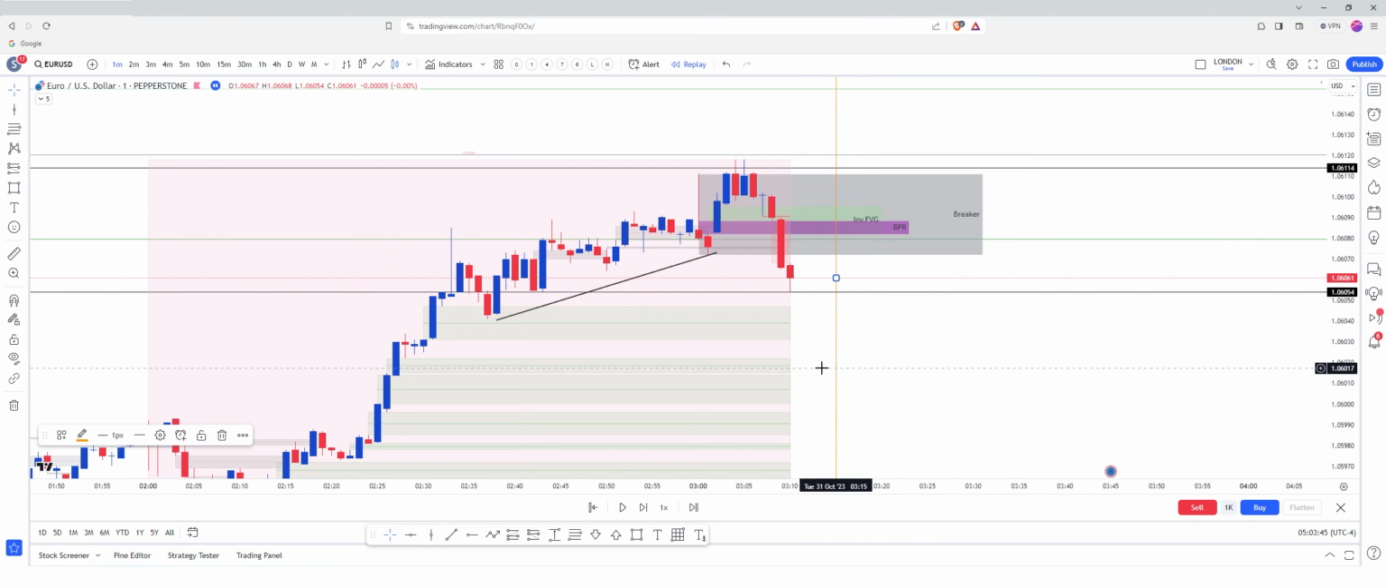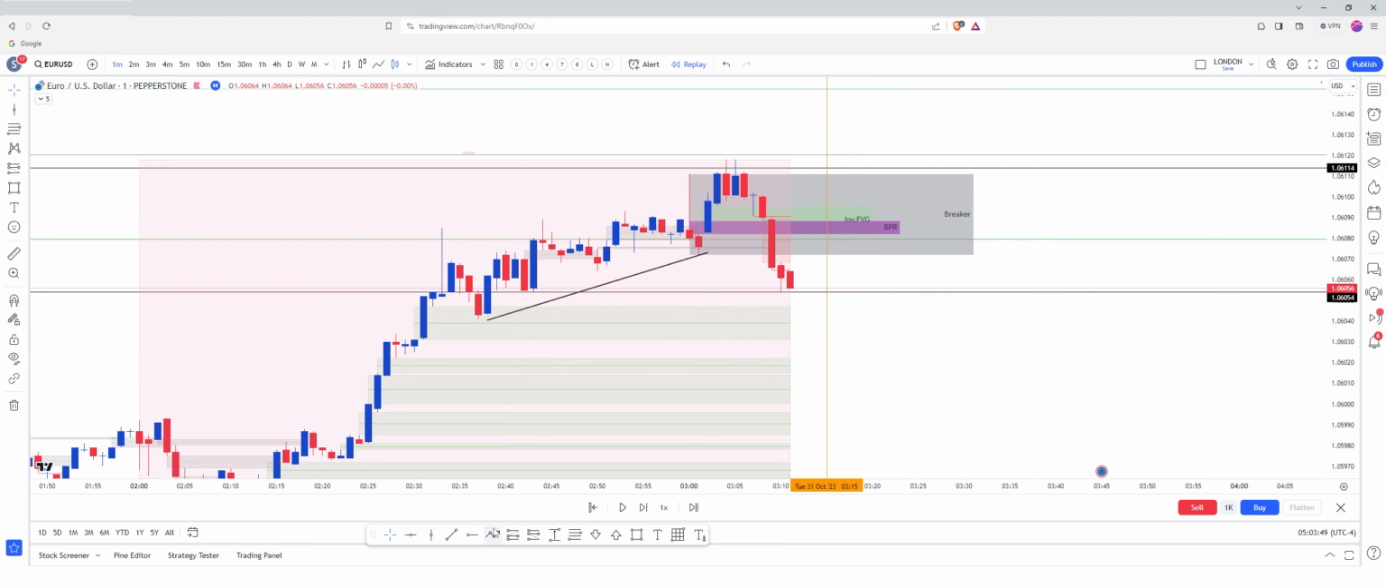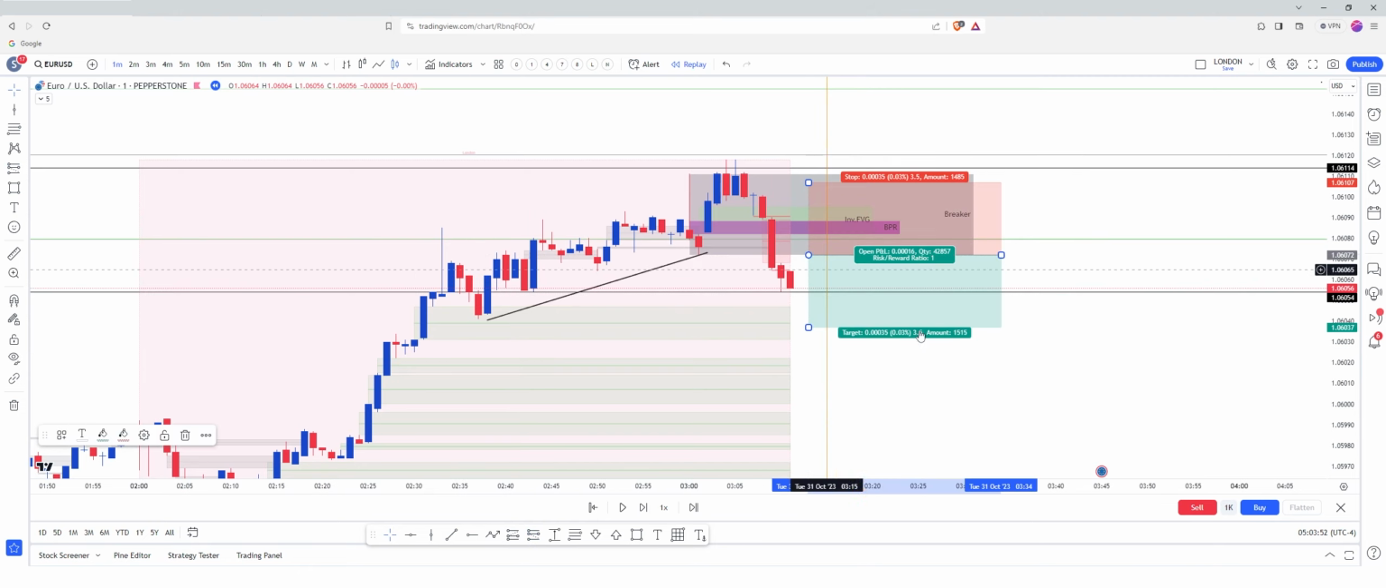So we're coming close now. 310, oh, 311. So I'm going to drop a short position here now at the bottom of this breaker block. Stop loss above the high.